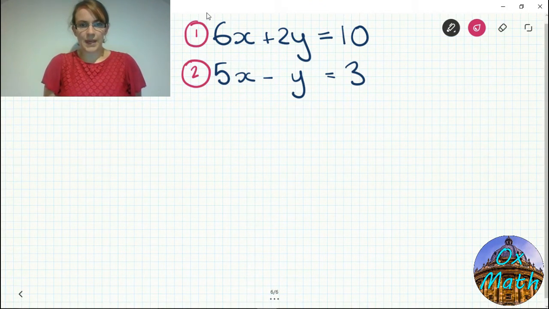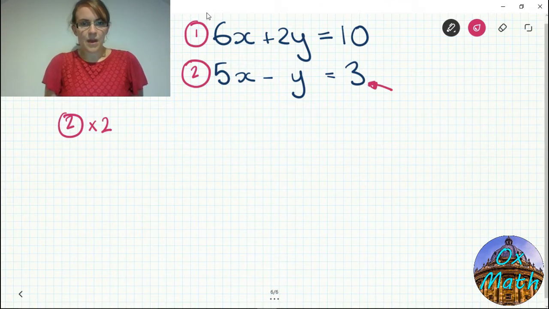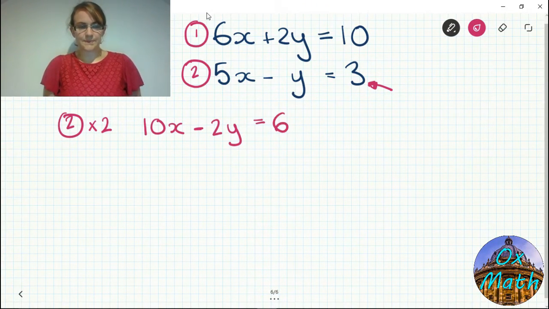And this time, to make the y's the same, I've got 2 y's here, so I need to multiply my equation 2 by 2. So I'm going to double what I've got on the left hand side of the equation, which means I'm going to have to double what I've got on the right hand side. That's the bit people often forget to do. Don't forget to multiply the right hand side as well. So 2 lots of 5x is 10x minus 2 lots of y equals, and I need to double my total, so that will be 6.